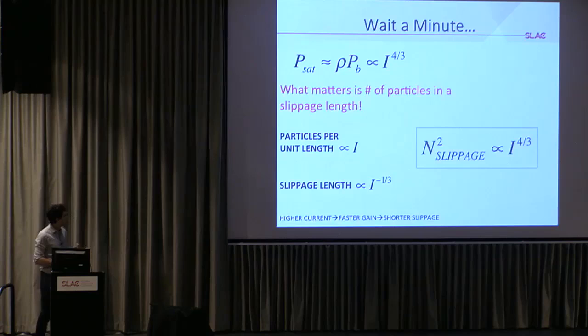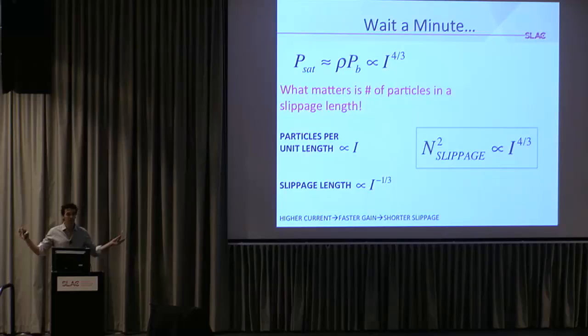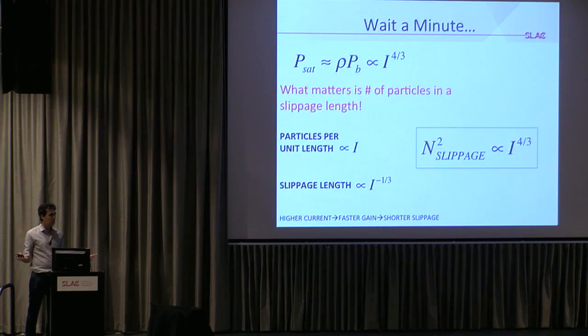What matters is the number of particles in a slippage length, right? We talked about this before. Now, the particles per unit length, trivially, go like the current. However, the slippage length at saturation depends on how long it took you to get to saturation, so it depends on how short or long your gain length is. And the gain length goes like the current to the 1/3. So yes, if you increase the current, you get more particles per unit length, but you also get less slippage overall. So now you have I divided by I to the 1/3, and when you square it, the number of particles squared in a slippage length goes like the current to the 4/3.